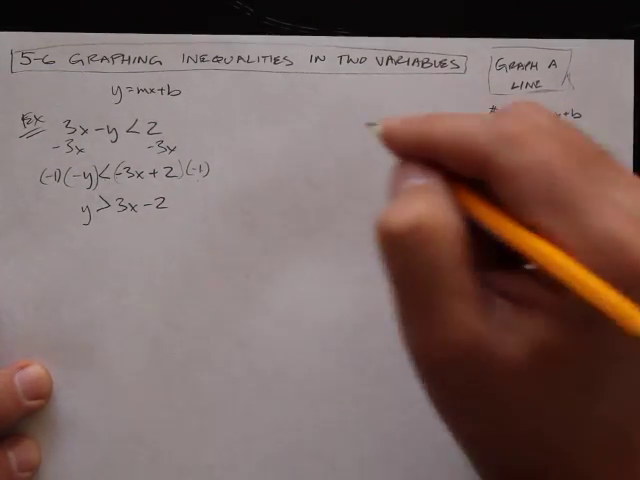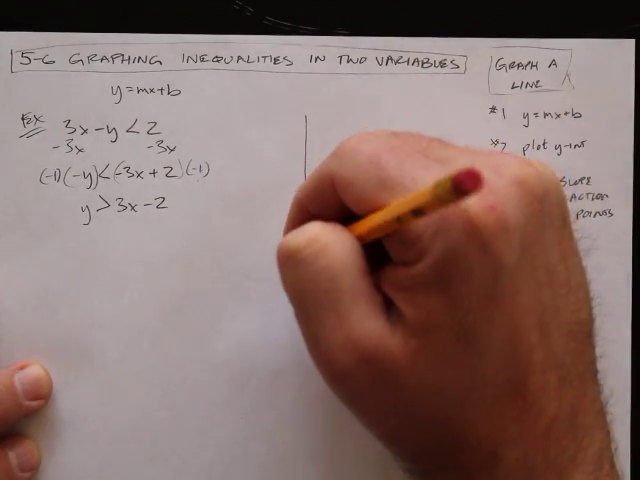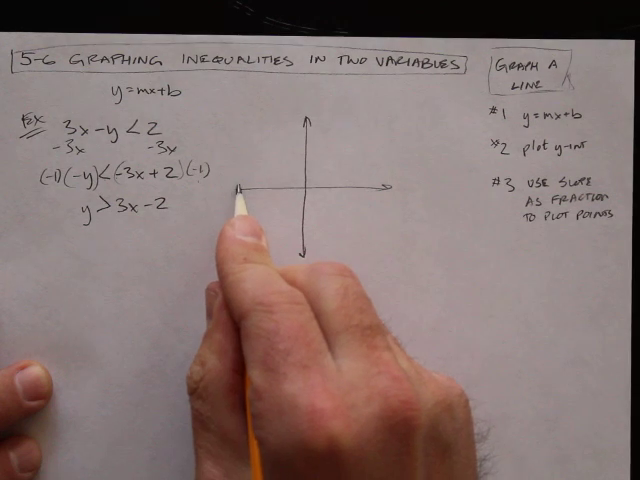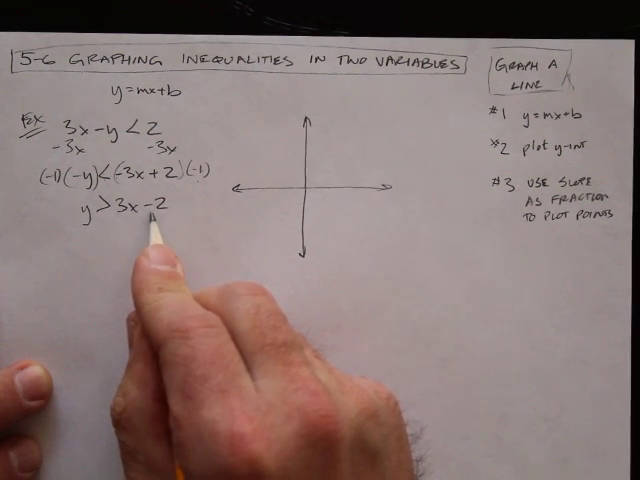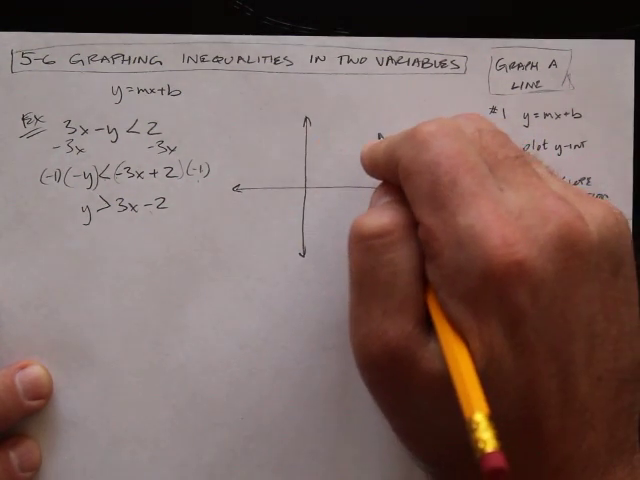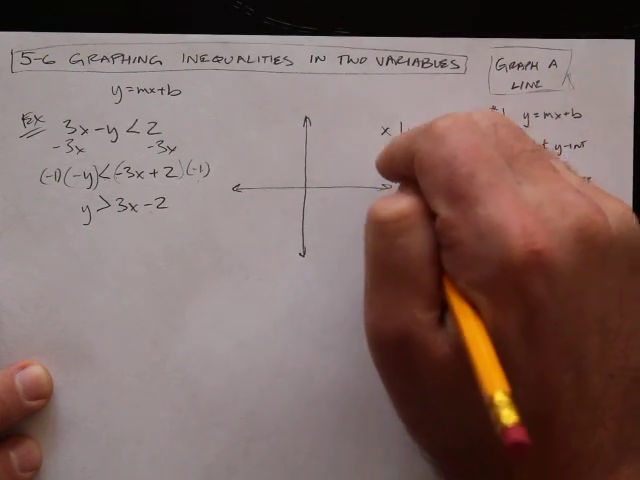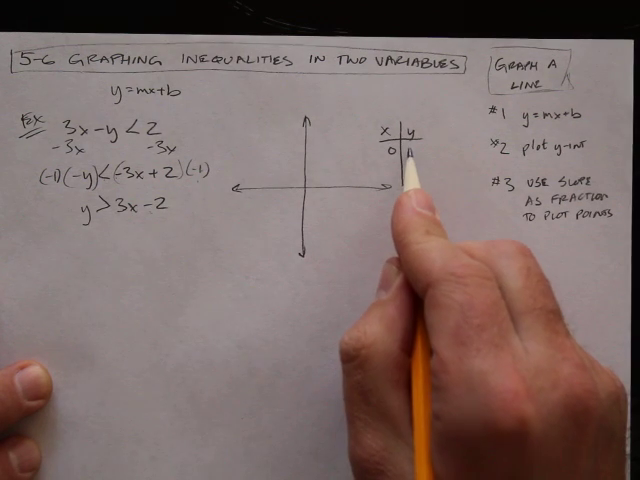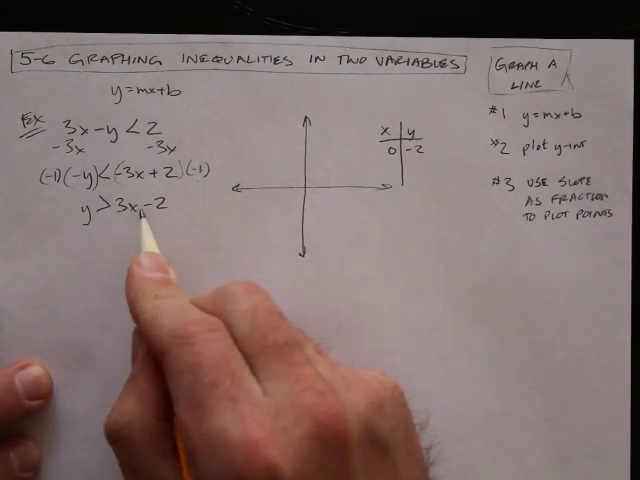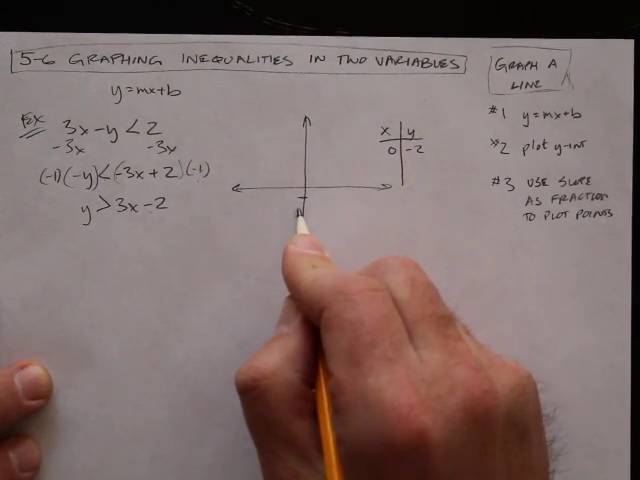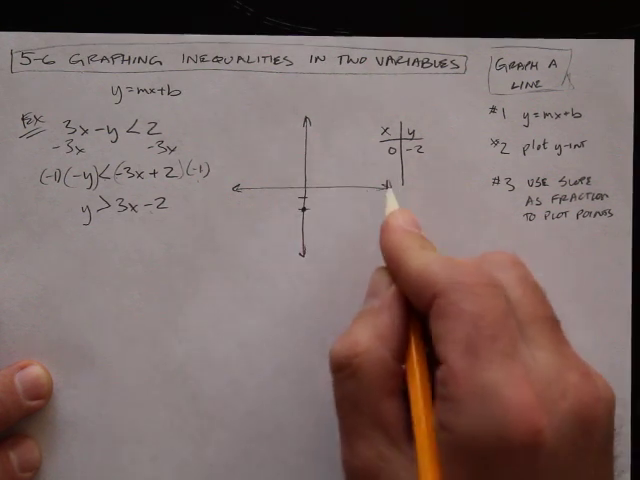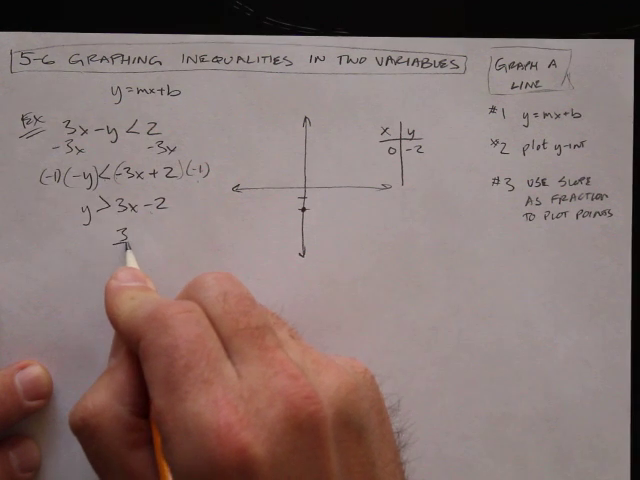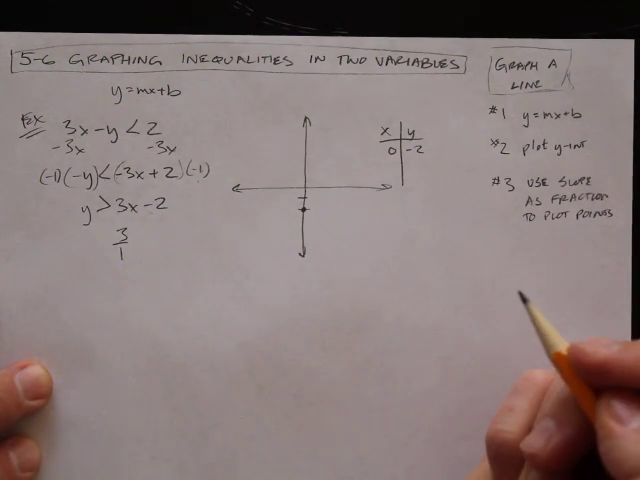Okay, now I'm going to start my graph. Negative 2 is my y-intercept. When x is 0, plug in 0 for x. Negative 2 is my y value. And so that is my y-intercept, negative 2. 0, negative 2.